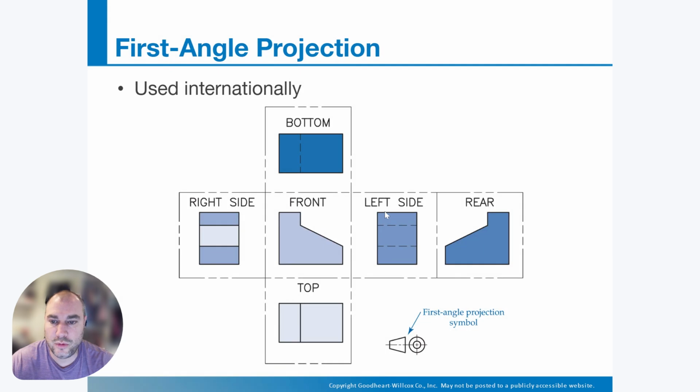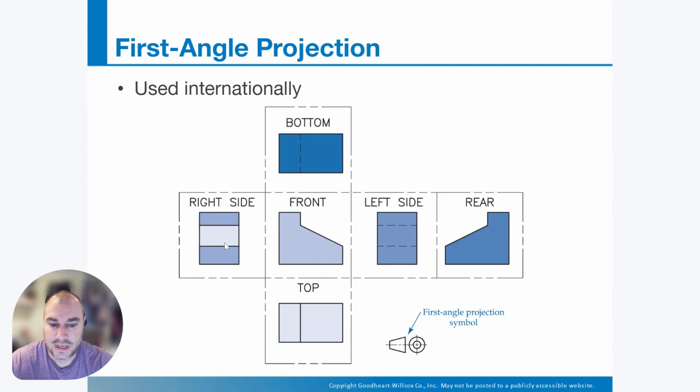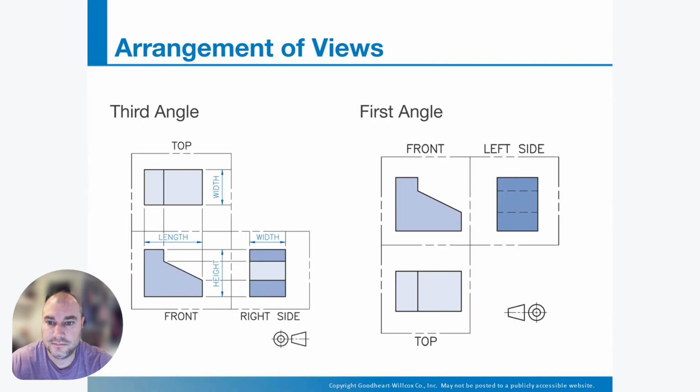You most likely won't see the first angle projection. Even if you get prints from a country that's not the United States or Canada, it says first angle is used internationally, but most likely you'll still get prints that are in this third angle projection. And this is just what first angle projection looks like, the arrangement of views. Third angle, you have top, front, right side. First angle, you have front, top, left side.